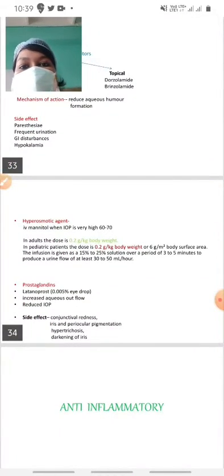Next is the hyperosmotic agents. In that we have mannitol, which is given only when the IOP is very high, like in the range of 60 to 70 millimeter of mercury, and in adults the dose is 0.2 gram per kg of body weight.